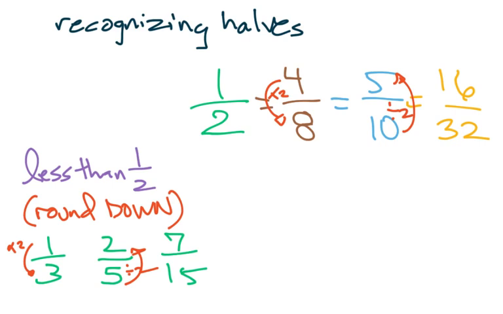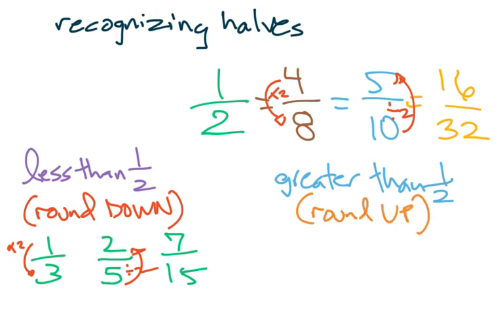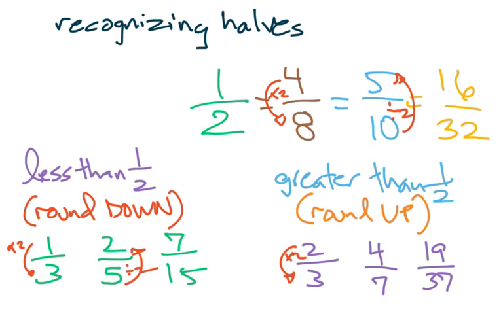So if a fraction's less than a half, we're going to round down. How about if it's greater than a half? Well, yeah, we're going to round up. And so, again, what is the nature of those kinds of fractions? 2/3, 4/7, 19/37. If I take that 2 and multiply it by 2, I will exceed my denominator, right? If I take my denominator and divide by 2, I will be less than my numerator, right? And in those cases, if I have something that's greater than a half, I want to round up.